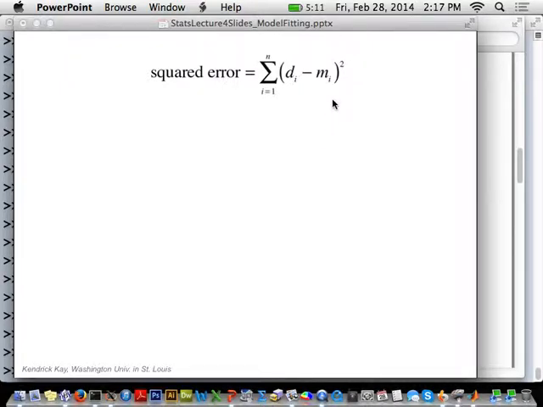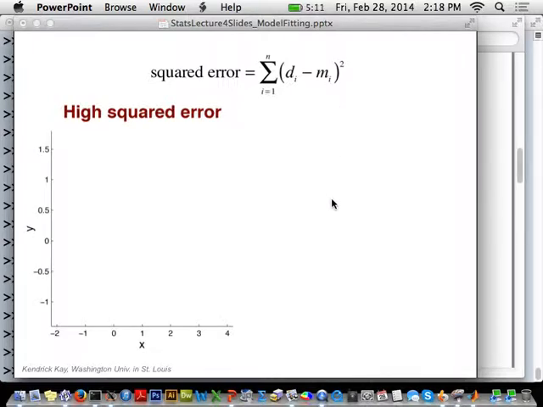The squaring means that if your model's too high or too low, it doesn't matter for this metric because you're squaring. Squaring a positive number is positive, and squaring a negative number is also positive. So let's go through a little depiction of that. First let's look at the case of a high squared error. Error is bad, so high error means your model's a bad model.